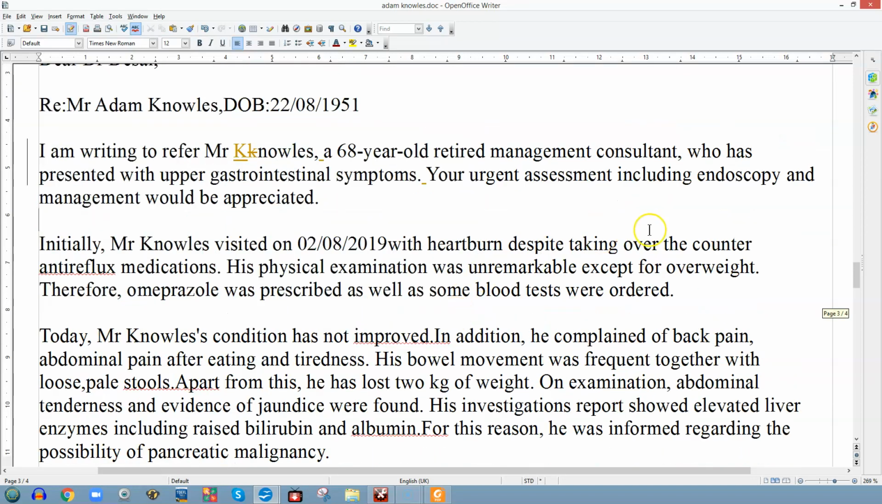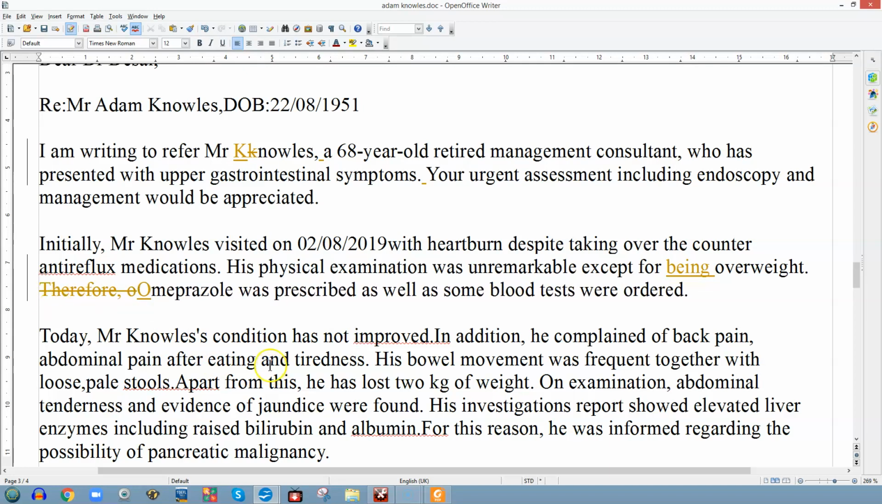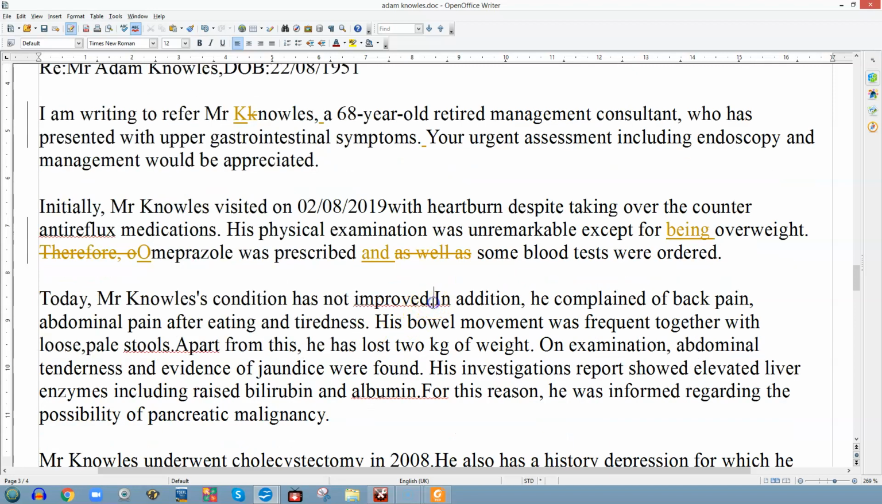Mr. Knowles visited with heartburn despite taking the remedy, except for being overweight. We don't need therefore. It's not an essay. Was prescribed, and some blood tests were ordered. Then Mr. Knowles' condition not improved. In addition, you don't need these. As I said, OET say don't use them. If you don't need them, don't use them.